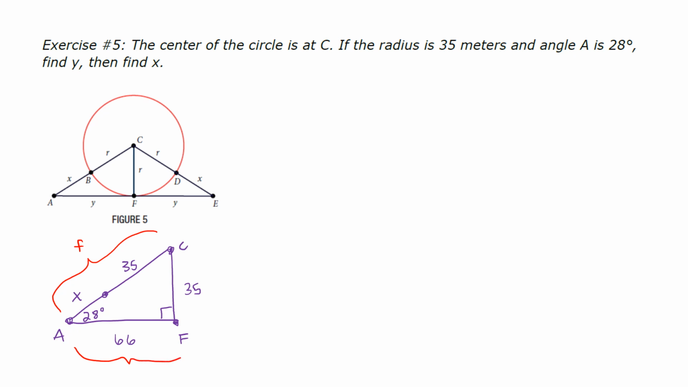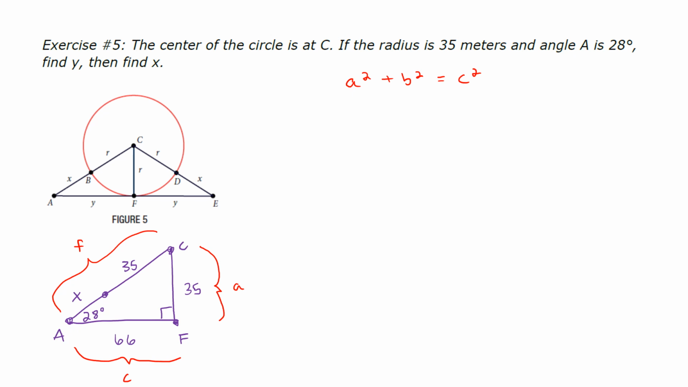66 would be a leg, and 35 would also be a leg. So if we know two legs and we're trying to find the hypotenuse, we can use the Pythagorean theorem, a squared plus b squared equals c squared, to help us find x.